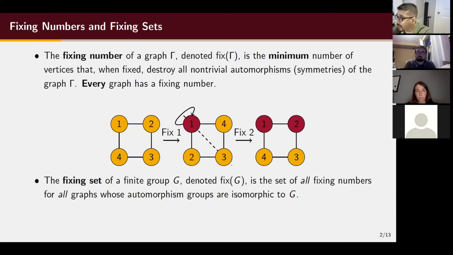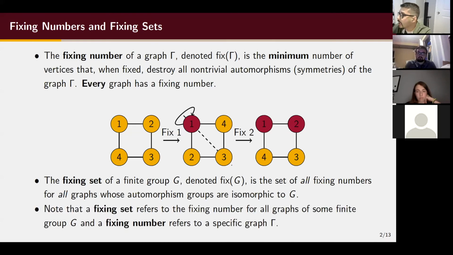Now we want to talk about the fixing set of a finite group G, which has the same notation, but it's going to denote the set of all fixing numbers for all graphs whose automorphism groups are isomorphic to G. And even though they have the same notation, we just want to make that distinction that a fixing set refers to the fixing numbers for all graphs of some finite group G, and a fixing number refers to some specific graph gamma.